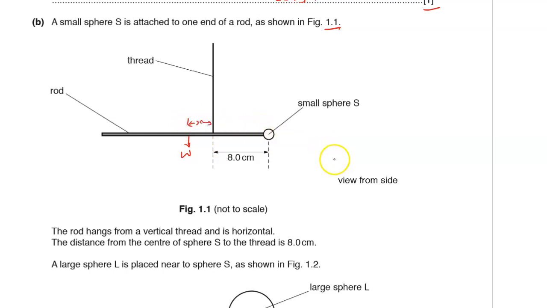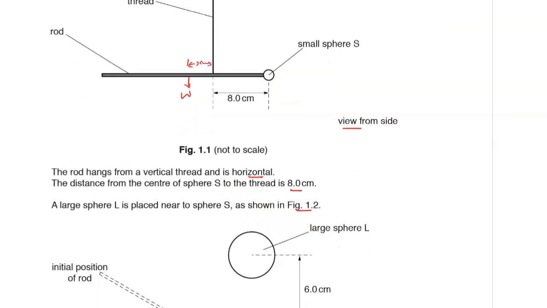If you know your moments from AS. So this is viewed from the side. The rod hangs from a vertical thread and is horizontal, meaning that it's balanced. The distance from the center of the sphere S to the thread is 8 centimeters. A larger sphere L is placed near to sphere S, which is suspended on the rod and the string like that.